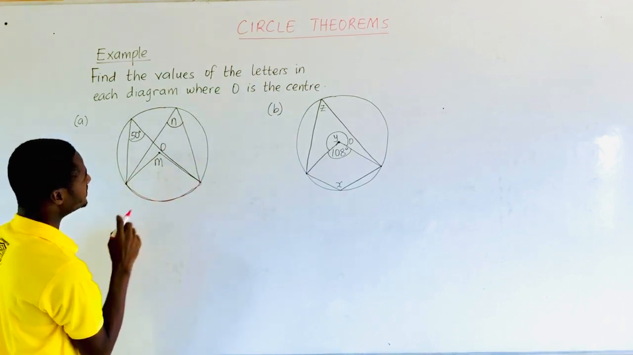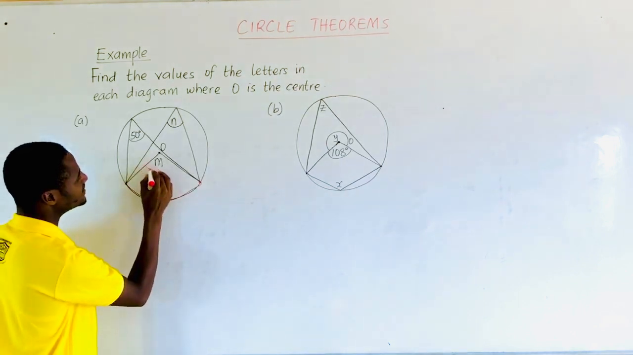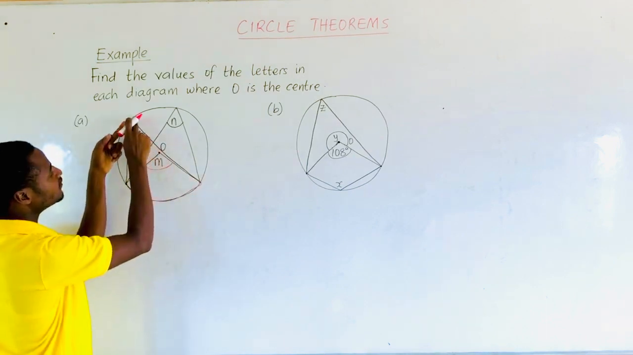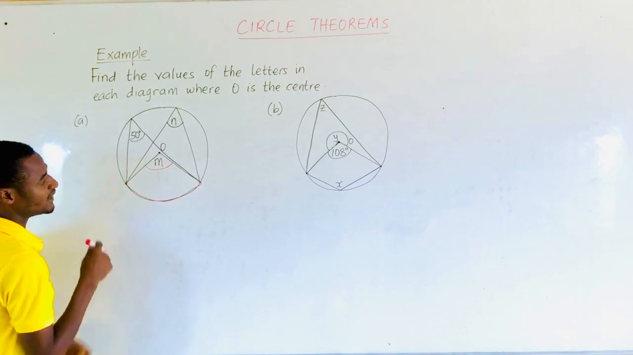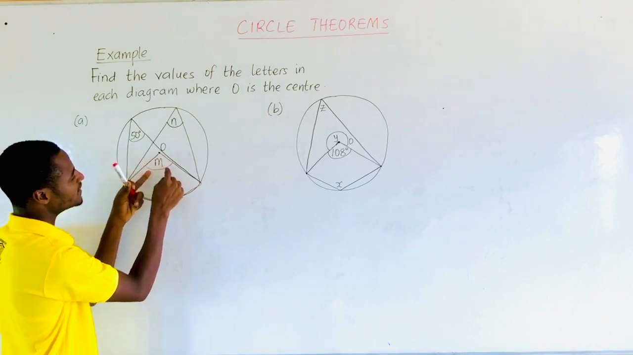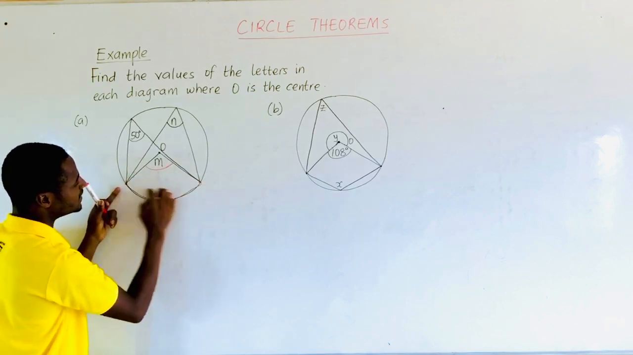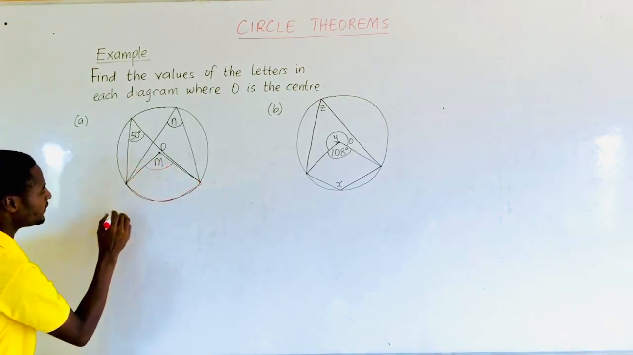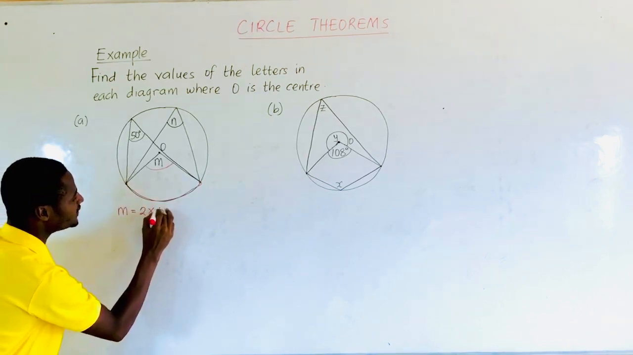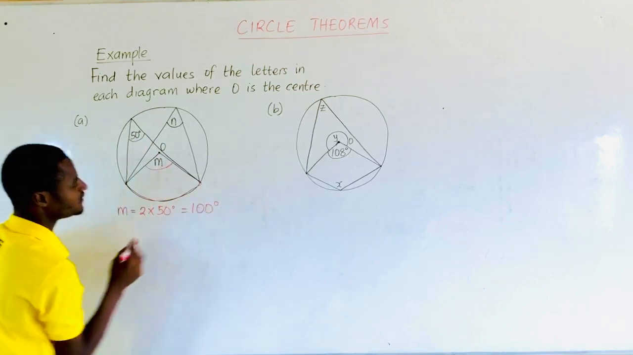And then from the first theorem of a circle, we learned that if a chord extends an angle at the center of a circle, then the angle subtended at the circumference is half of the angle subtended at the center. Or in other words, the angle subtended at the center of the circle is twice the angle subtended at the circumference, provided they come from the same arc or the same chord. So from this, we will say that M is equal to 2 times 50 degrees, twice the angle at the circumference, and that gives us 100 degrees.